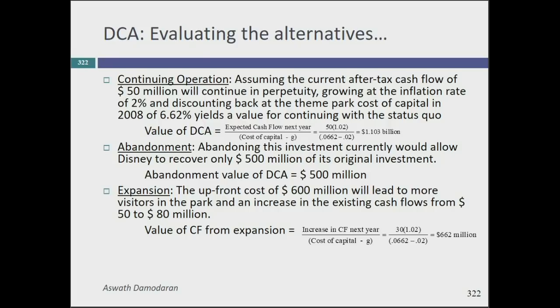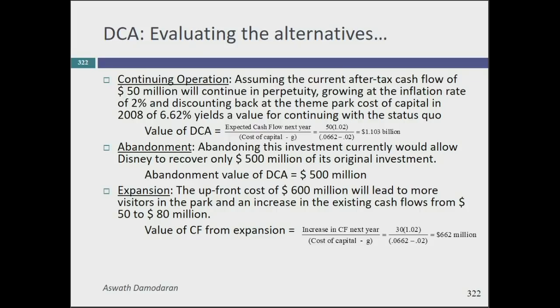The second is to abandon the theme park and get the real estate value of $500 million. So clearly, if you compare the first two, you're going to continue over abandonment. That choice was easy. The third choice was the trickier one for Disney. They'd already made a bad bet. The question is, would they be willing to put $600 million more? If they put in $600 million more, the cash flows would increase by $30 million.